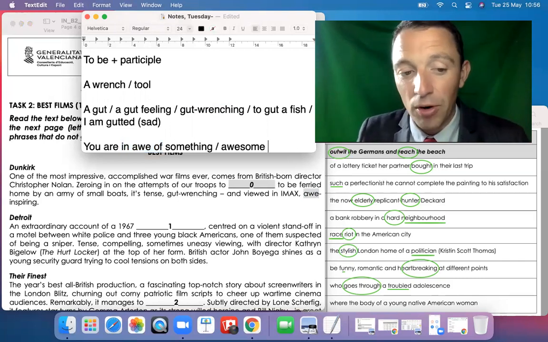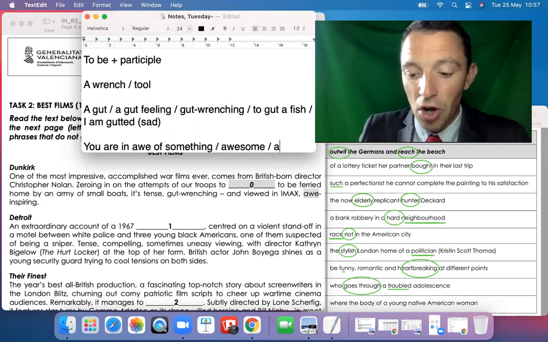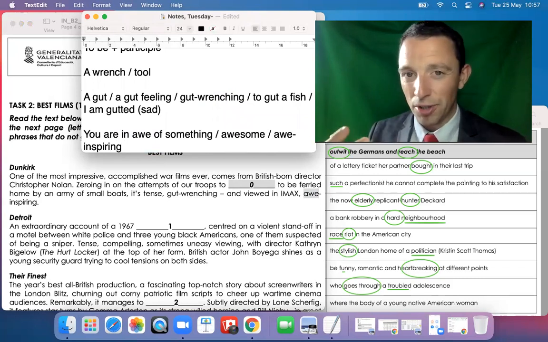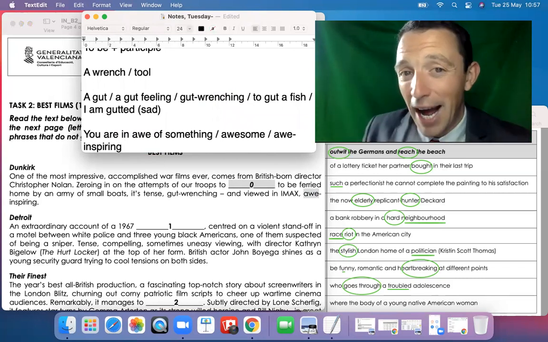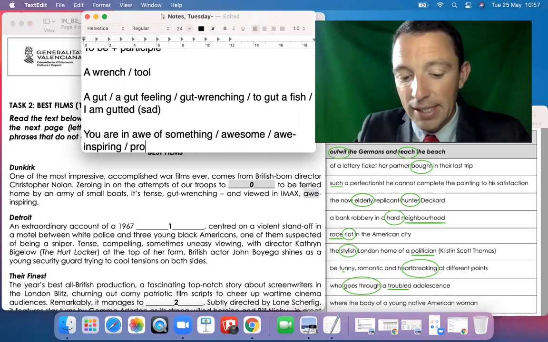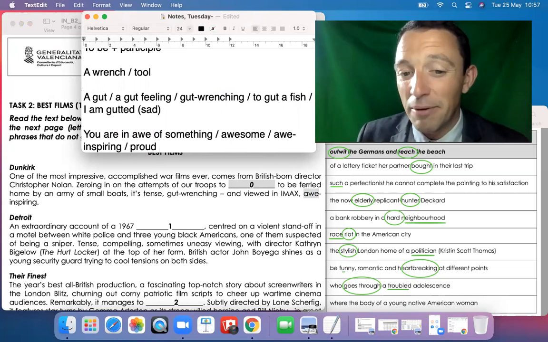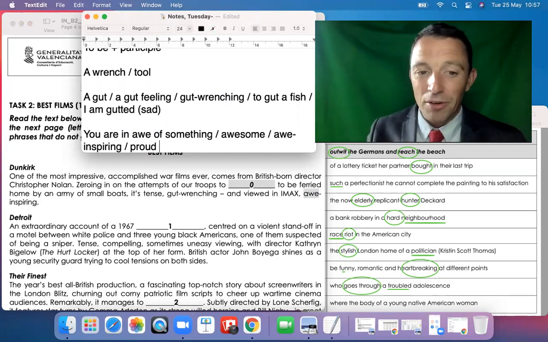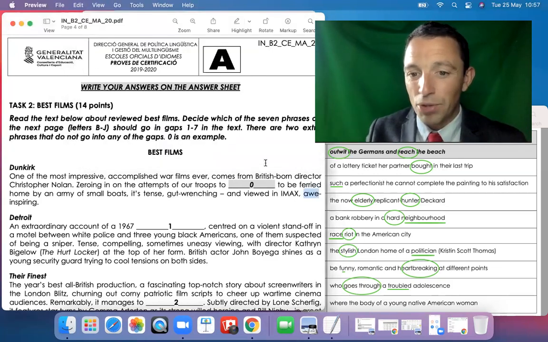Okay, and it's really important. But in this situation, it's awe-inspiring. And the significance is that something makes you feel really emotional and really maybe proud. Okay, maybe something like proud, the feeling to be proud. Okay, so for this reason, that's the answer for number 0, option A.